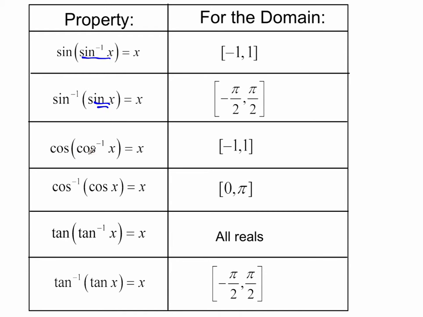Now, the cosine of the inverse cosine is x when the domain of the inverse cosine is -1 to 1. And the inverse cosine of cosine is x when I restrict the domain of the cosine from 0 to pi. And the tangent of the inverse tangent is x for all real numbers. But for the inverse tangent of the tangent of x, we're going to need to restrict the domain to -pi/2 to pi/2.